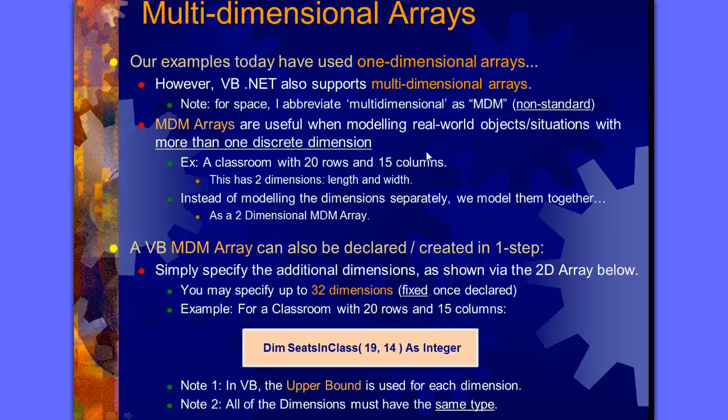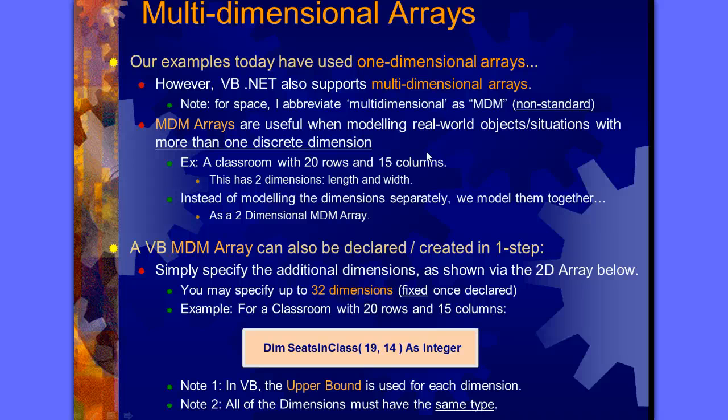This has 2 dimensions, length and row. Instead of modeling the dimensions separately, we model them together as a two-dimensional, multi-dimensional array. A VB MDM array can also be declared or created in one step, so we can do it in one step as well as 2 steps.